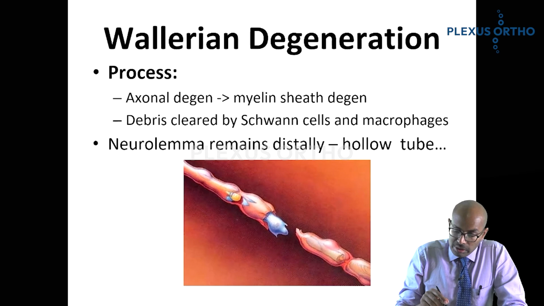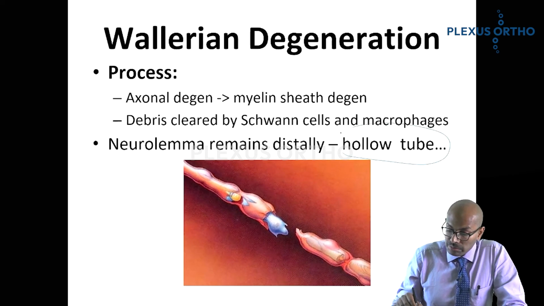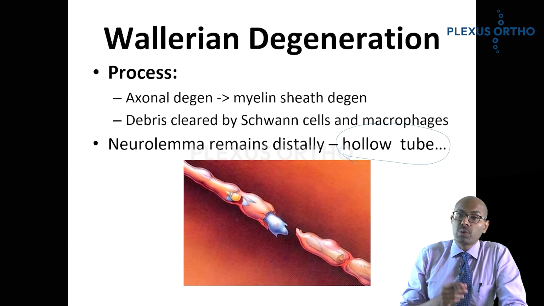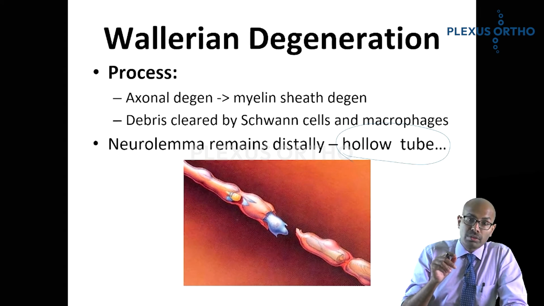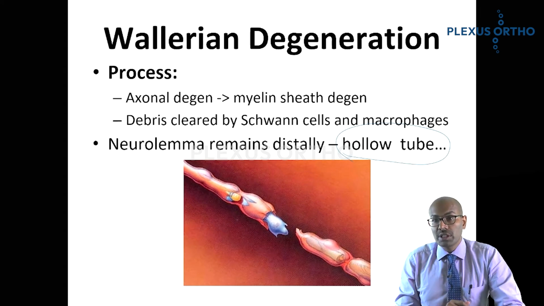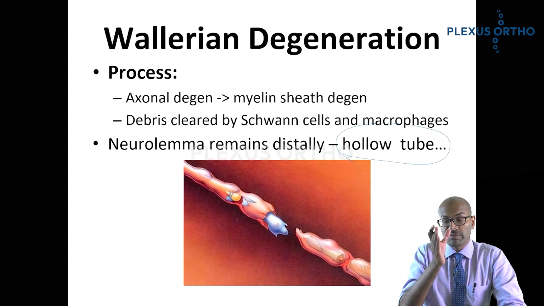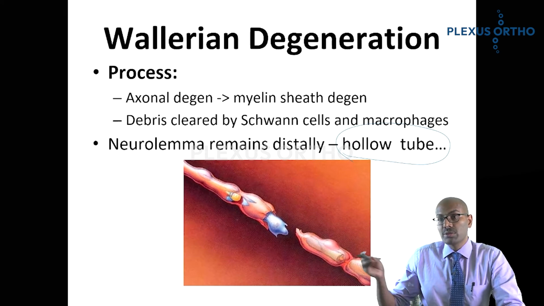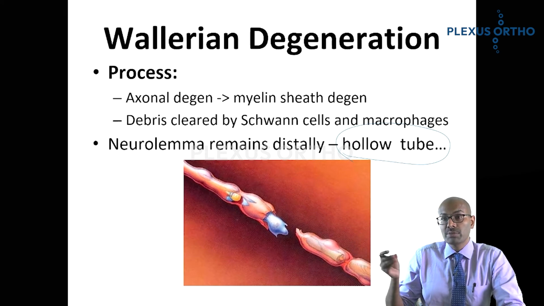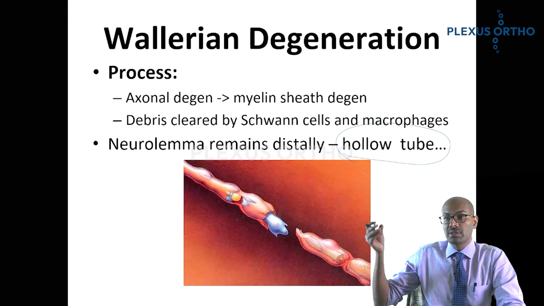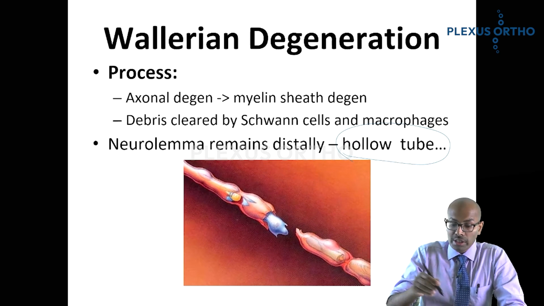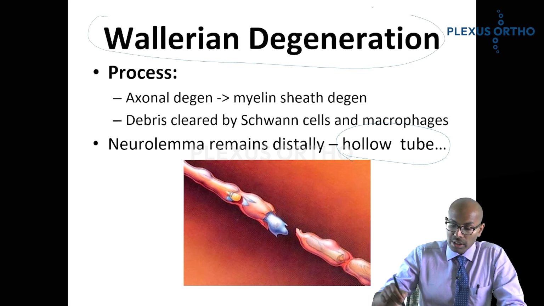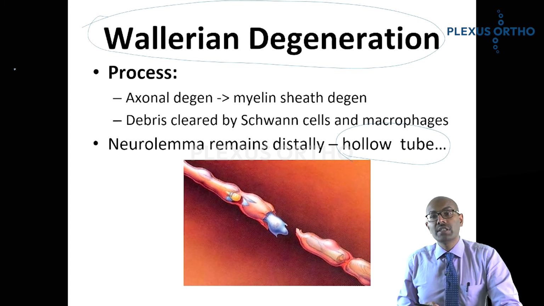So once the Wallerian degeneration is complete, we are left with a hollow tube. The hollow tube is the one into which the new axon grows from the proximal end, from the proximal node of Ranvier. The axon again grows back into this hollow tube. So this tube has to be cleared of its contents before the axon can start growing. And the process of clearing these contents in the axon is called Wallerian degeneration.